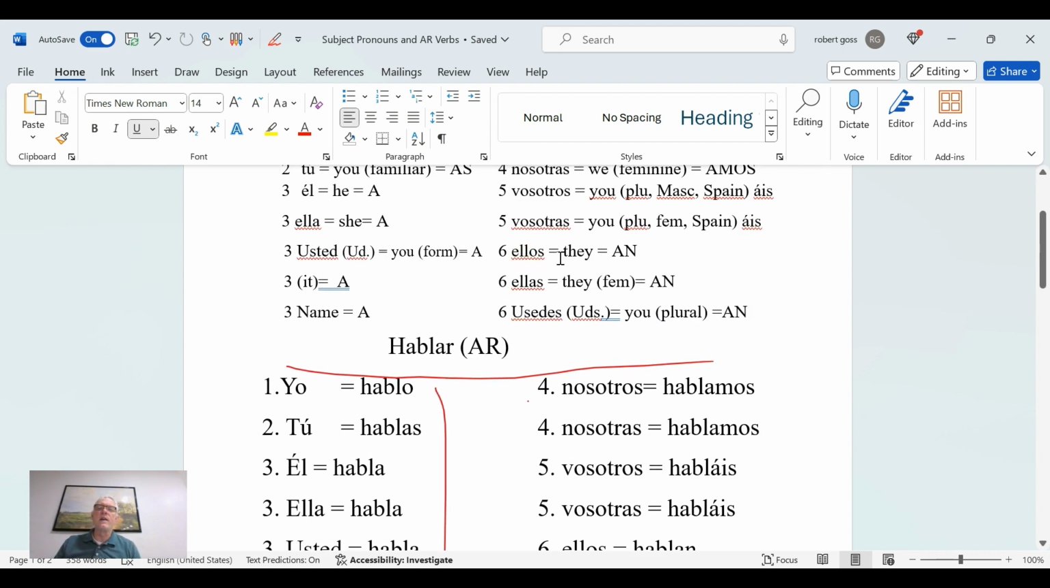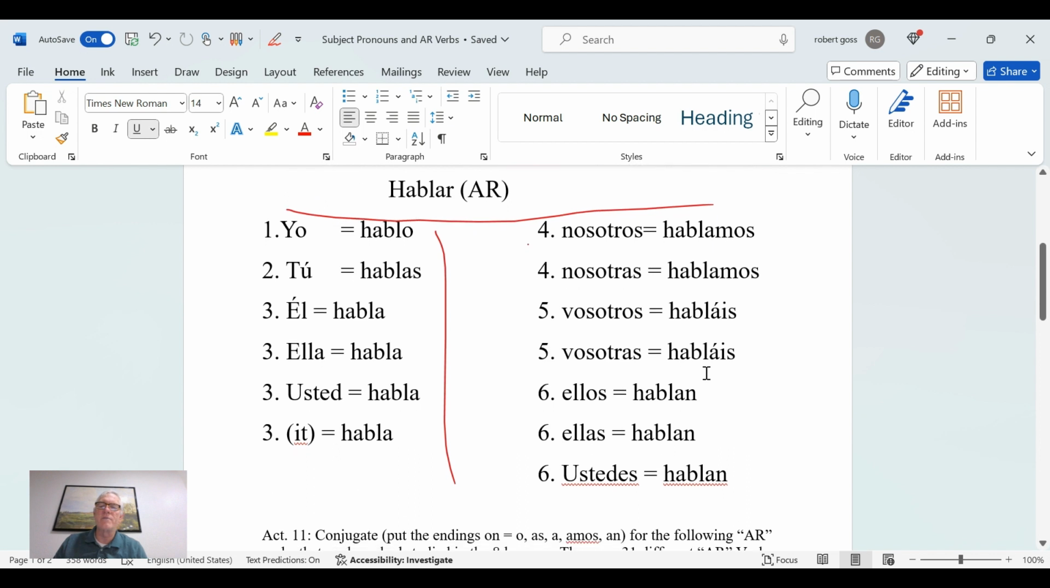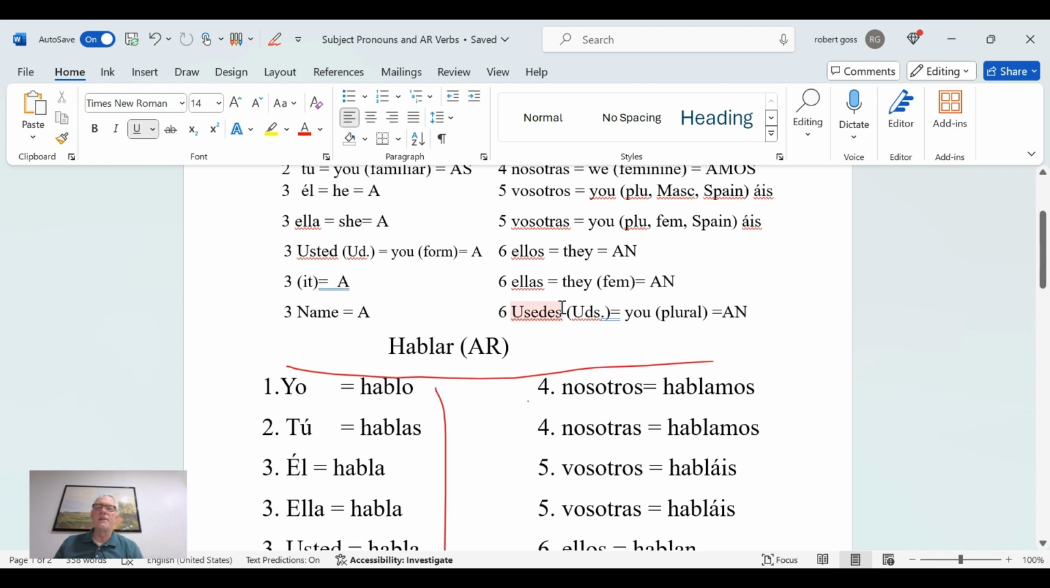Ellos, that means they, masculine, or they that's a mixed group. We would cross off the AR, we'd put an AN ending on it. Ellos hablan, they speak. Then with ellas, ellas they, but that's only they that are feminine.